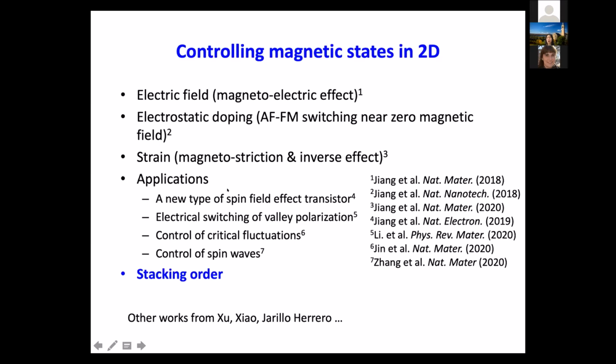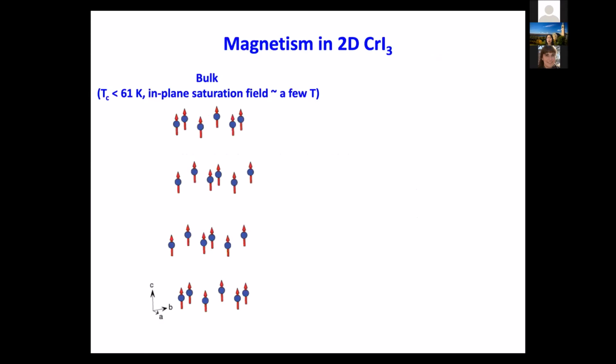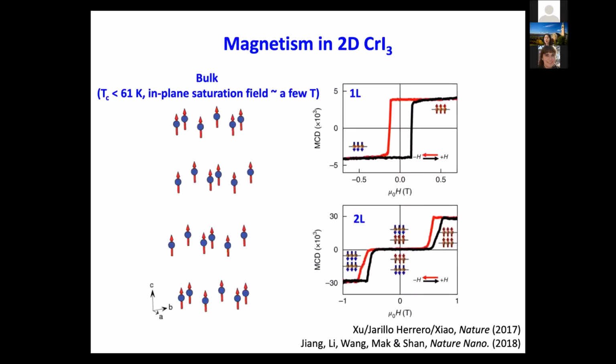But today I would like just to focus on the last point, what the stacking order can help us. So I hope you still remember this slide when I introduced the bulk and the thin film properties. So what's surprising here is that monolayer and the bulk are ferromagnetic, but once you get down to two layer or few layer, the interlayer interaction changes. It becomes antiferromagnetic. So the question is, how do we understand this?